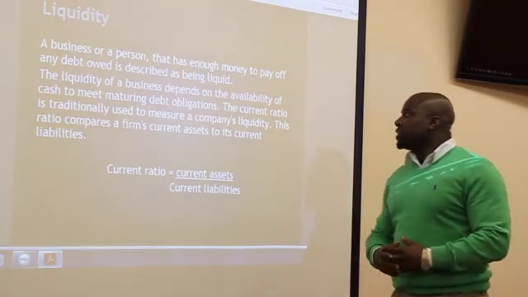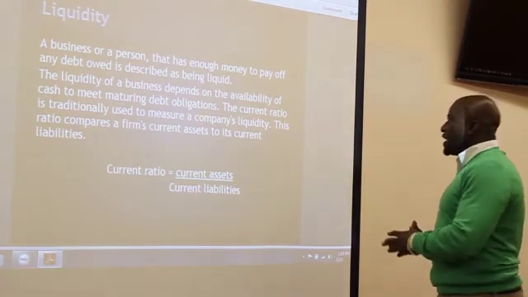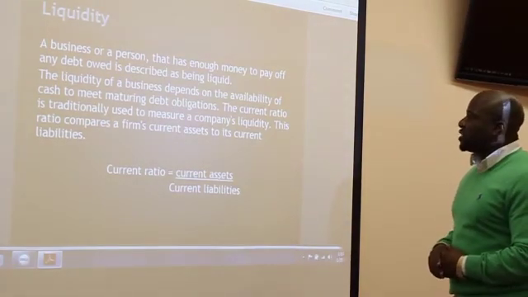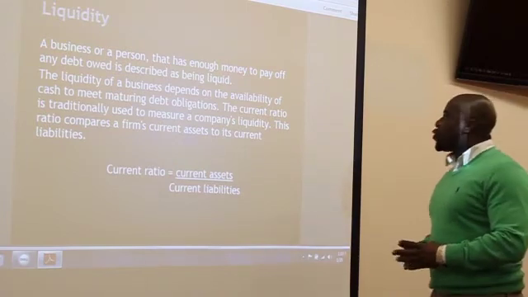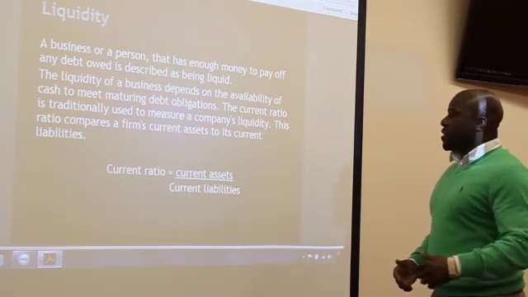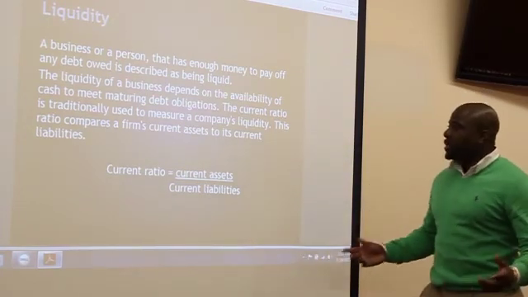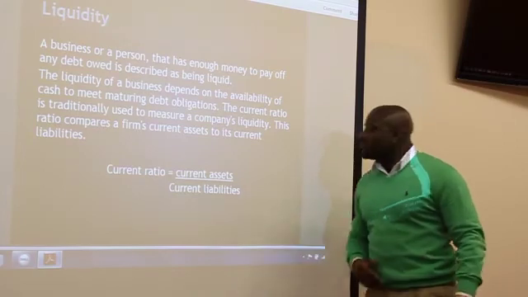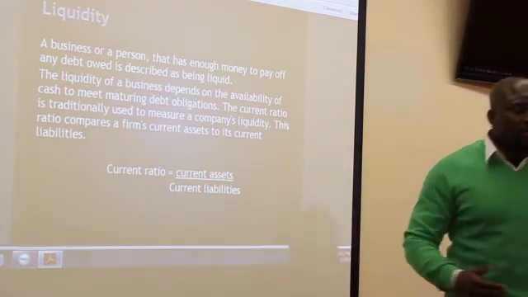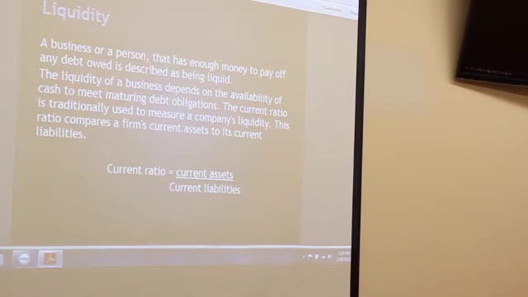The liquidity of a business depends on the availability of cash to meet maturing debt obligations. The current ratio is traditionally used to measure a company's liquidity. This ratio compares a firm's current assets to its current liabilities. So what is the current ratio of a company? You will use this: current assets divided by current liabilities. Liabilities is your debt, your short-term notes, your long-term notes, your mortgage payment, etc.